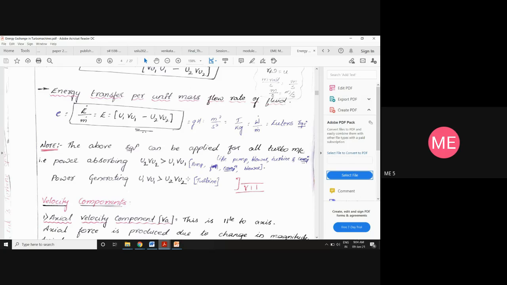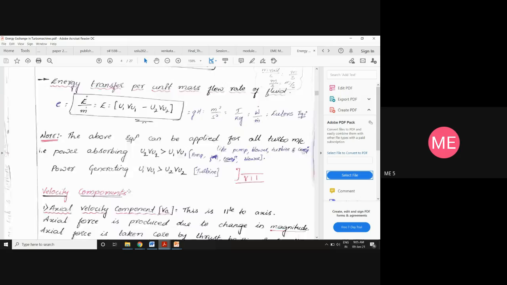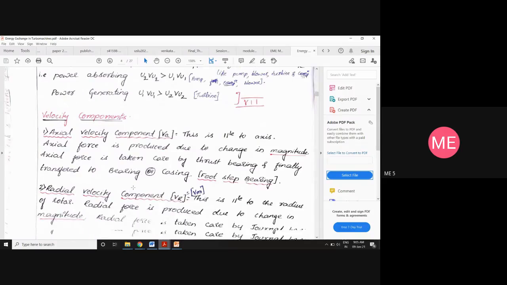But for the pumps and all, inlet energy will be less, but outlet energy will be greater, so that the value of U2 VU2 will be greater compared to U1 VU1. For a power absorbing machine, see pump, what will happen? Inlet energy for the pump is less, that is U1 VU1 should be less compared to U2 VU2. Compressor, blower, you take any power absorbing machine, U2 VU2 should be greater than U1 VU1. But for turbines, it should be reversed. Inlet energy should be greater than outlet energy. Okay.